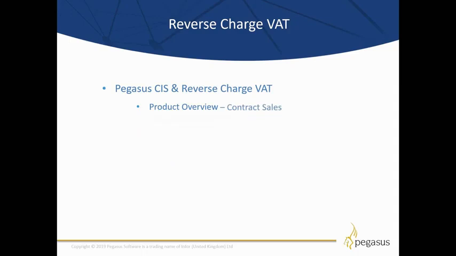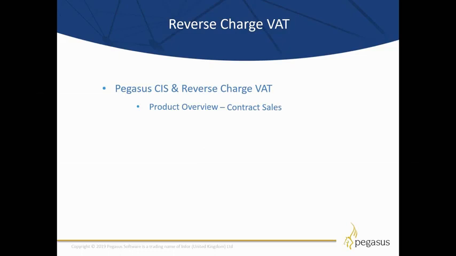Okay, now let's have a look at the implementation of reverse charge VAT in the contract sales side within Pegasus CIS. Remember, only the main contractor will charge VAT and pay that across to HMRC at the end of their VAT quarter. And that definition is based on who the customer is. If the customer is a company that is registered under the Construction Industry Scheme, CIS, then you will not be the main contractor and you will therefore fall into the reverse charge VAT regime. However, if the customer is a company that is not CIS registered, then you are the main contractor and VAT must be charged, i.e. normal suppliers will be charged with VAT.